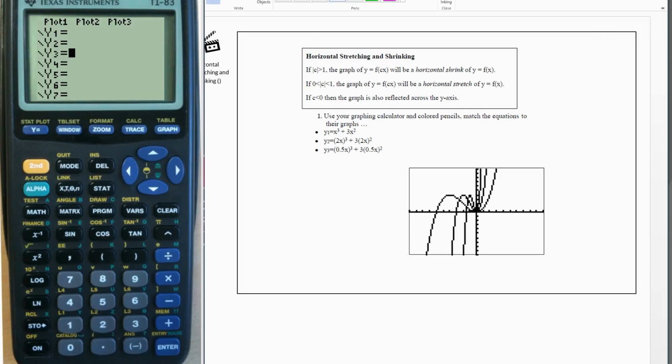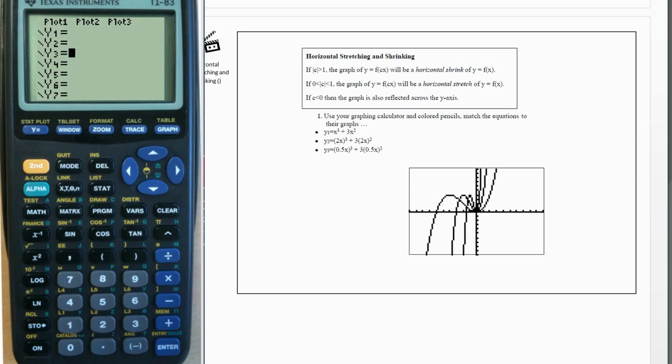In the last video, we talked about vertically stretching things. And remember when we said when something's vertical, we do it on the outside. Well, now we want to horizontally stretch or shrink things. And that means wherever there's an x, we're going to plug something in. And we're going to be multiplying here.